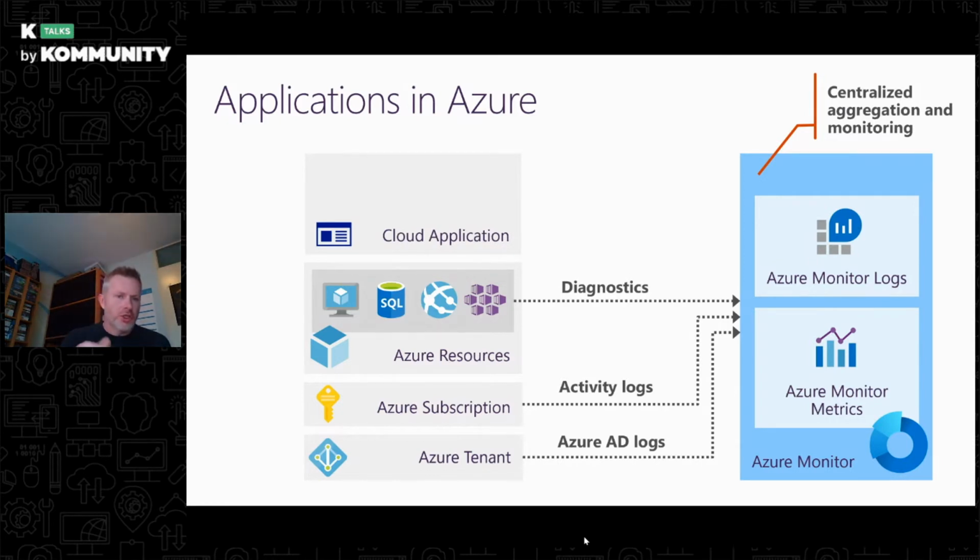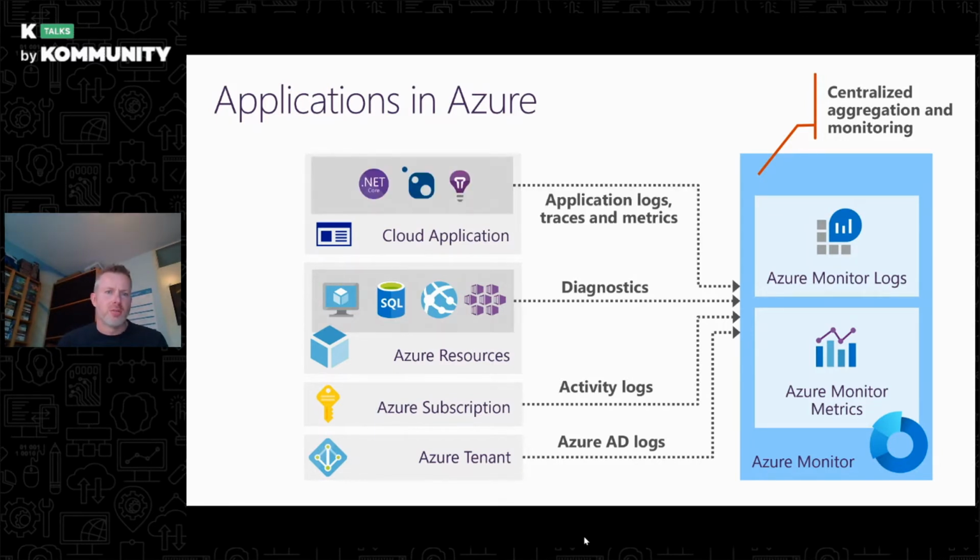Then on top of your Azure resources, obviously you'll have your cloud application running. It can be a variety of things, but in our case, we will look at .NET Core, .NET 5 at that level, where you will be using NuGet packages and other things like Application Insights to facilitate getting logs, traces, and metrics to also flow into Azure Monitor.